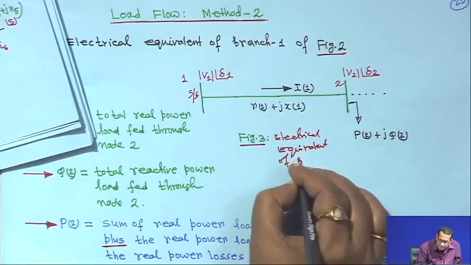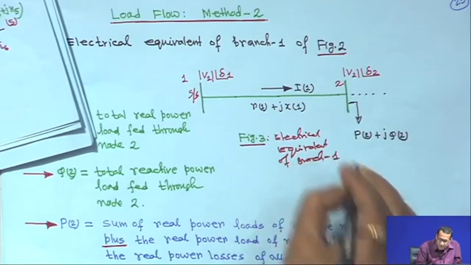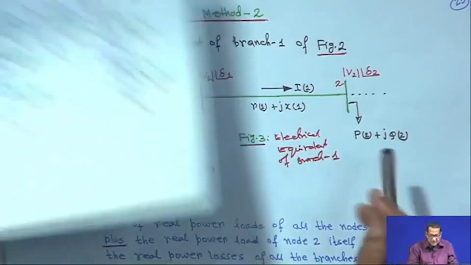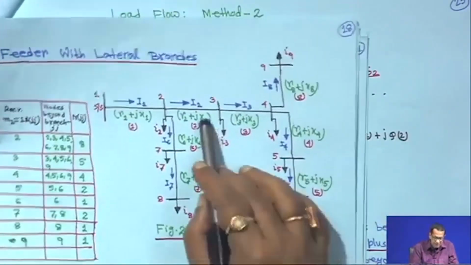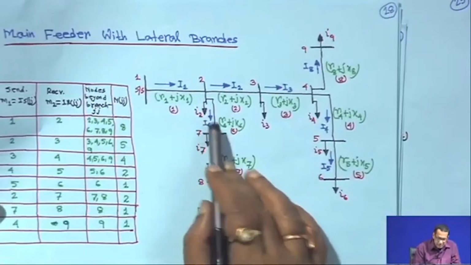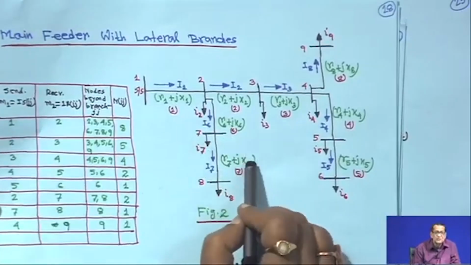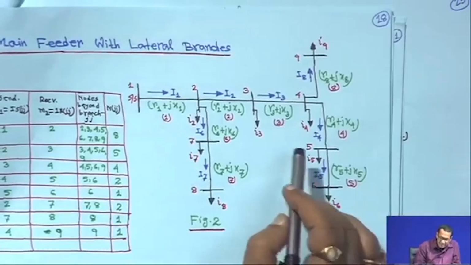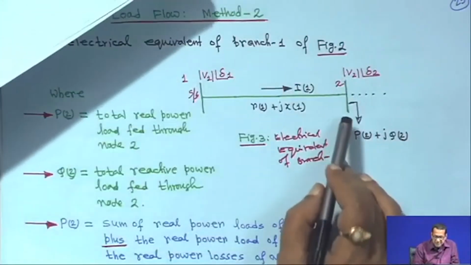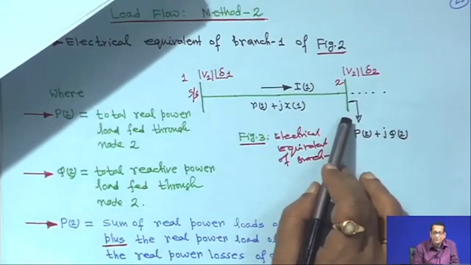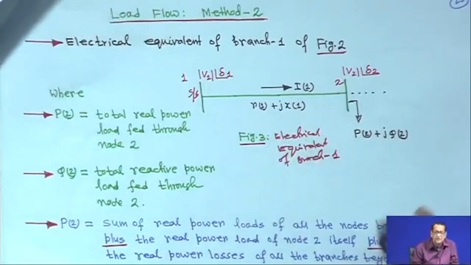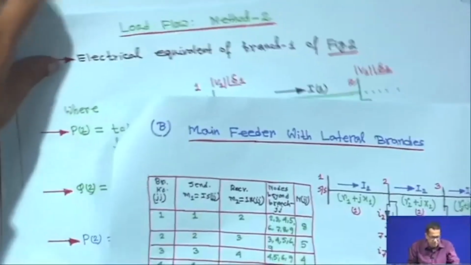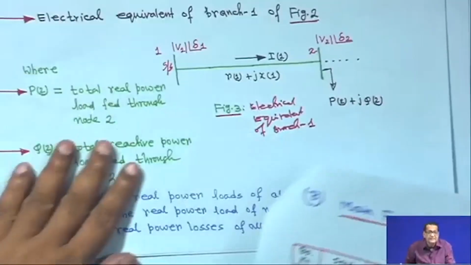So, if you know P2 and Q2... but the losses are not known. PL2, QL2, PL3 loads are known, but losses are not known, so we have to go for some iterative method, which we will see later. That is the electrical equivalent of branch 1. Similarly, if you think of the electrical equivalent of branch 2, first you see how things are.